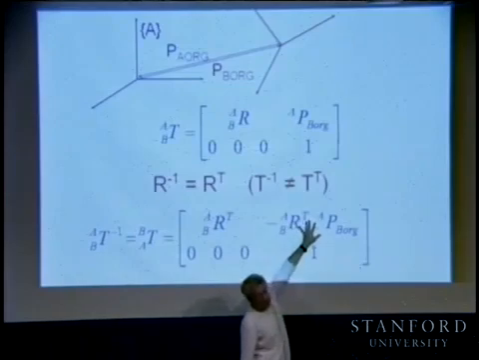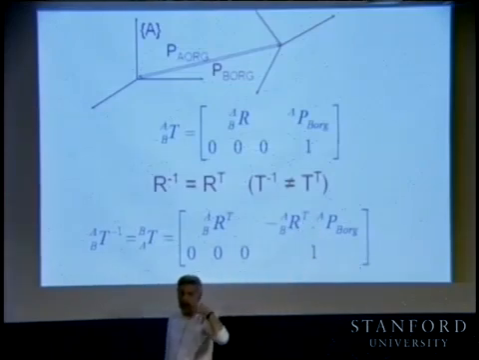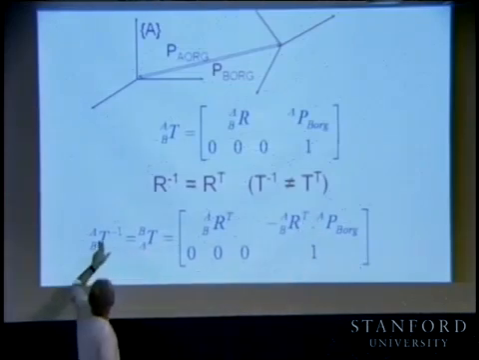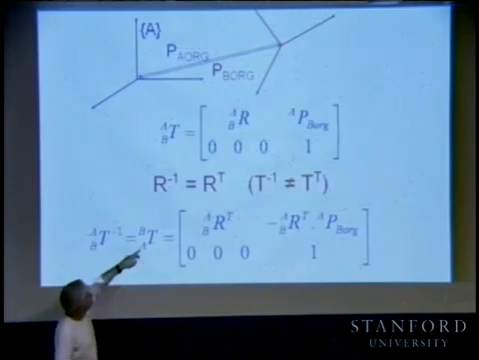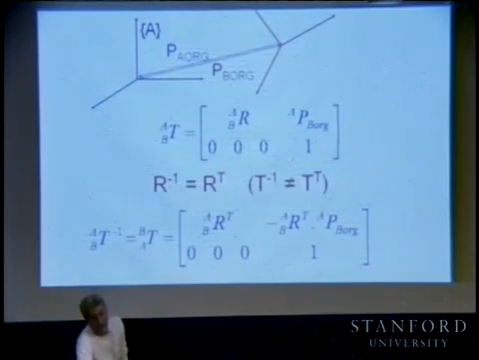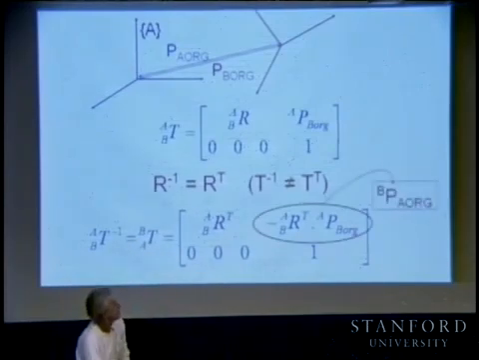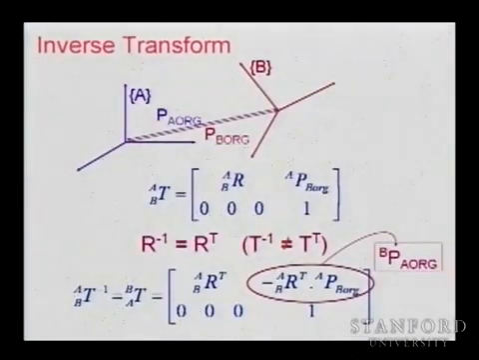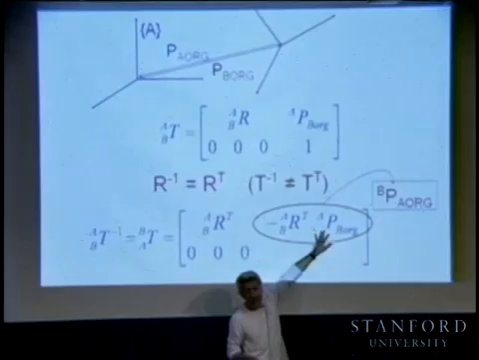What is this actually? If we were thinking about this inverse, it is going from A to B. So this is the origin of A in frame B. Basically, you are just writing here the origin of frame A in B. That's it.